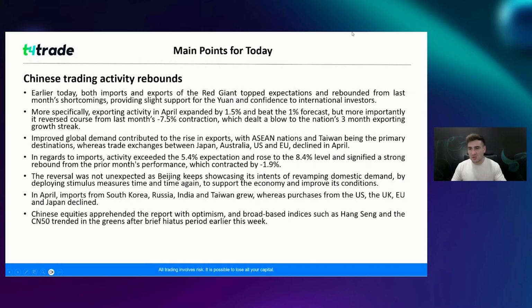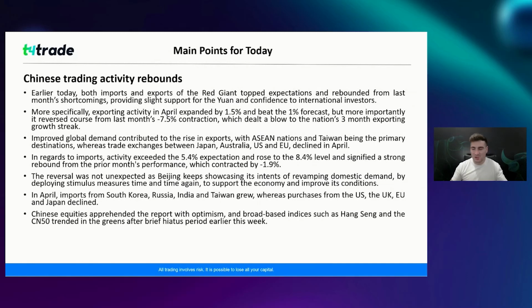Okay, so in regards to importing activity, we saw growth of 8.4% in the month of April, which topped the estimate of a 5.4% expansion. So better terms when it comes to imports. And this result in and of itself signified a strong rebound from the prior month's performance, which was a contraction of nearly 2%, so 1.9%. Again, we see the rebound from contraction territory into expansion, into growth, in regards to imports as well as exports.